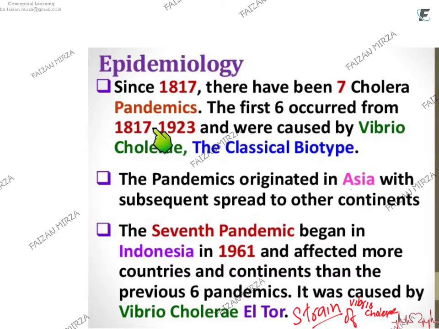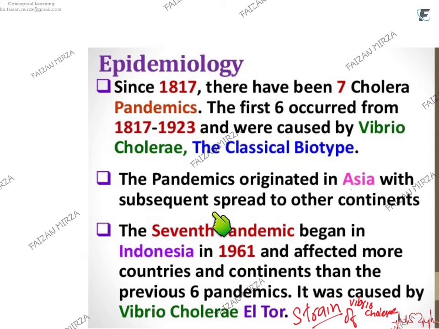That's a very short span of time. They were all caused by Vibrio cholerae, the classical biotype which was prevalent at that time. All these pandemics originated in Asia with subsequent spread to other continents. And then the 7th pandemic began in Indonesia in 1961. It affected more countries and continents than the previous 6 pandemics, and it was caused by Vibrio cholerae El Tor. El Tor was the strain. It was a Vibrio cholerae, but a different strain.